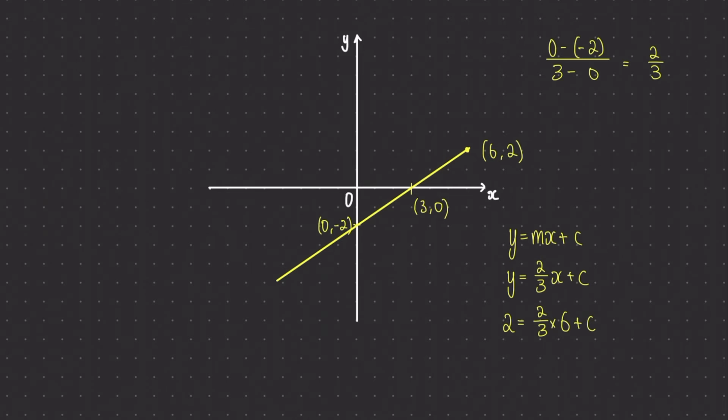Okay, and now let's just solve this. And we find that c is -2. If we turn our attention to the graph, we see that on the y-axis, the yellow line does in fact intersect there at -2. So the y-intercept is indeed -2. We've calculated it, and we've seen it on the graph as well. And that is how to find the equation of a straight line on a set of axes.